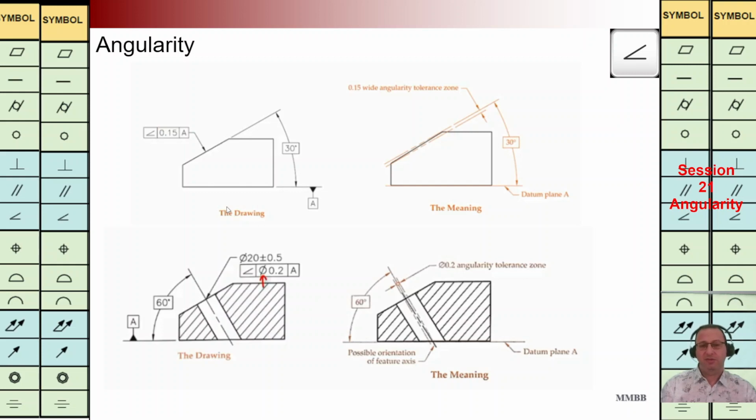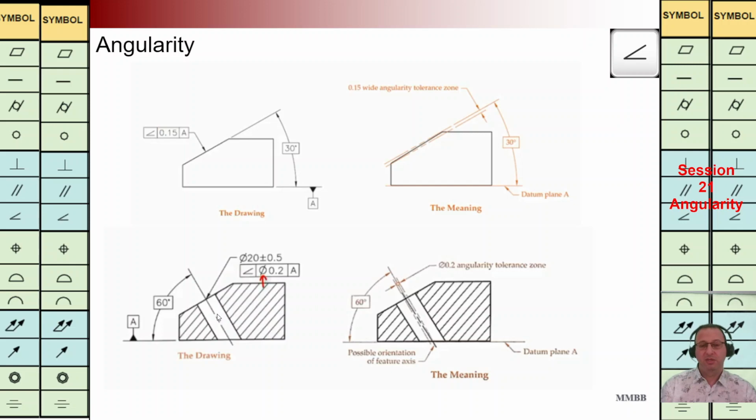Here we have a simple example. We are going to control the orientation of this surface back to A. We have basic dimension, and in this situation we are going to have two parallel boundaries with a distance of 0.15, and that wavy surface should be in that interval.